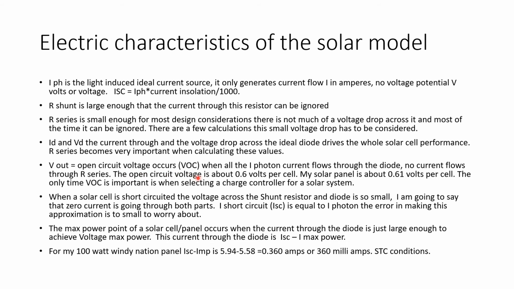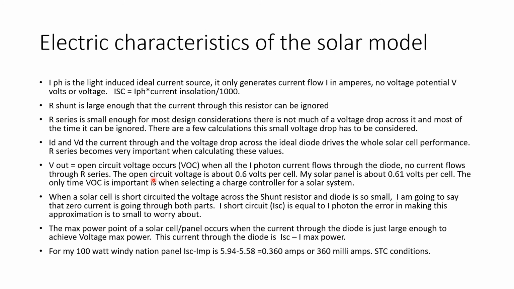The open circuit voltage is about 0.6 of a volt per cell for a silicon solar cell. My particular solar panel that I own from Windy Nation is about 0.61 volts per cell, or 610 millivolts. The only time VOC is important is when selecting a charge controller for your solar system. Okay?